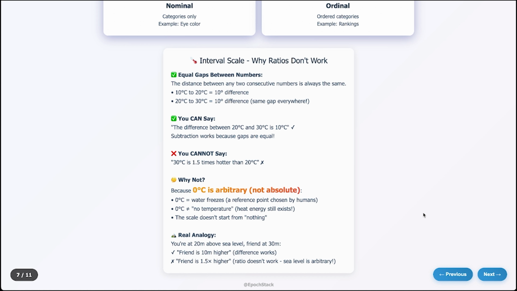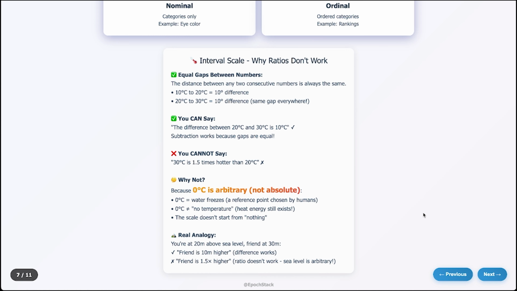0 degrees Celsius is the temperature where the water freezes, and we cannot say that 0 degrees Celsius is no temperature, because the heat energy still exists. So I have said that the scale doesn't start from nothing. And to understand this, we can consider an analogy.